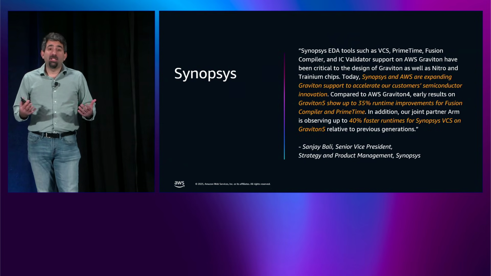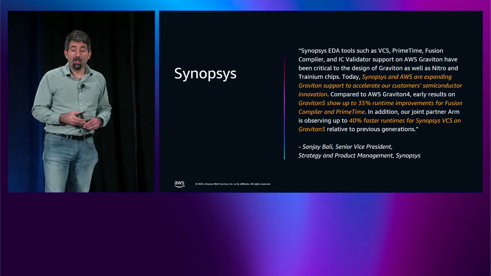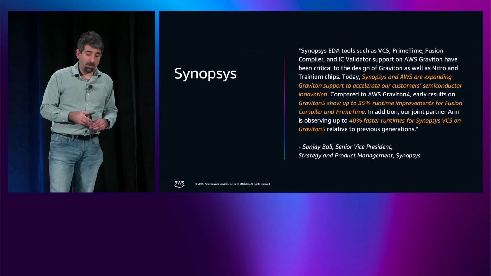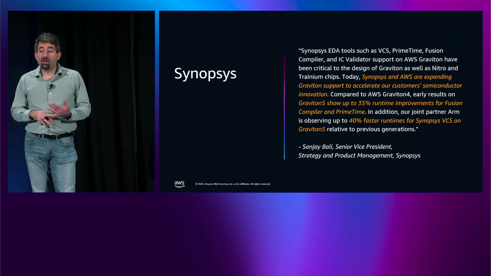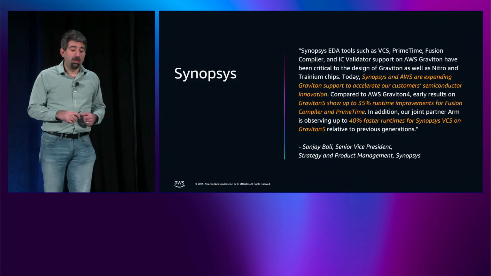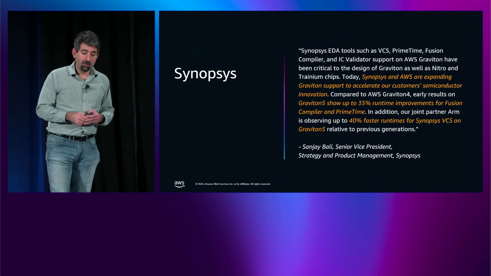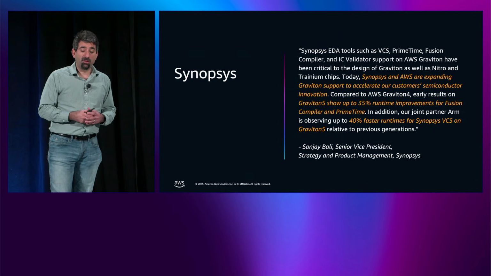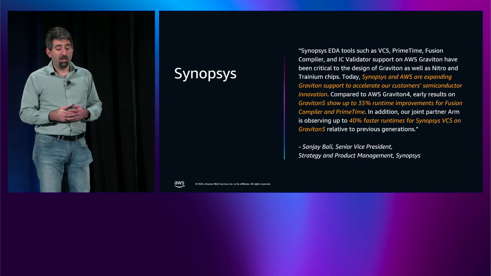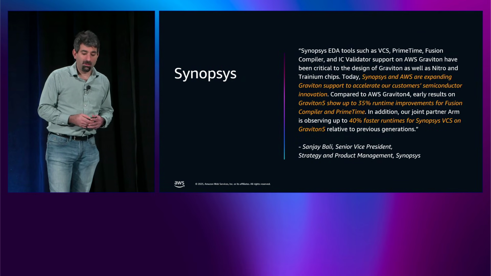For over a decade, since the inception of Annapurna Labs, Synopsys and AWS have also been collaborating to enable Amazon's custom silicon development. And Synopsys is also expanding tools to support Graviton, including VCS, Primetime, Fusion Compiler, and they've seen substantial improvements in performance here, up to 35% improvements in Fusion Compiler and Primetime, and up to 40% performance improvements in VCS, going from one generation to the next.